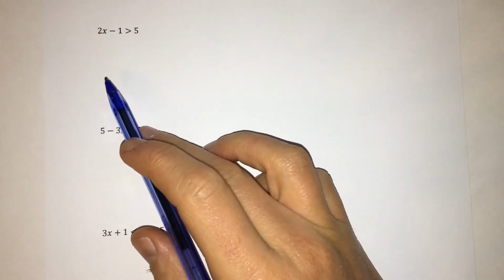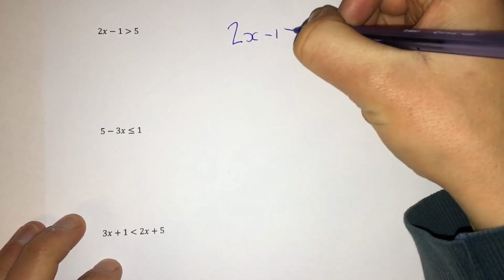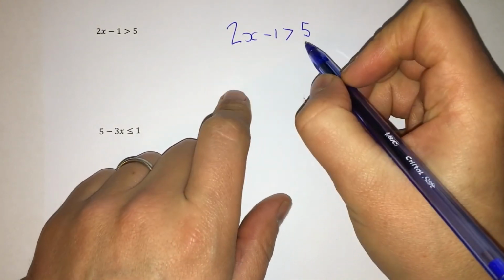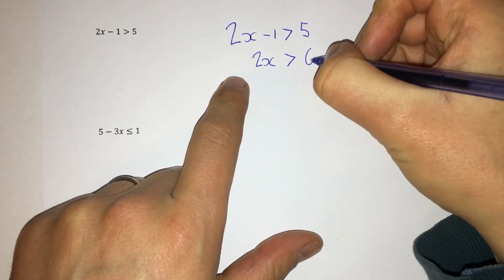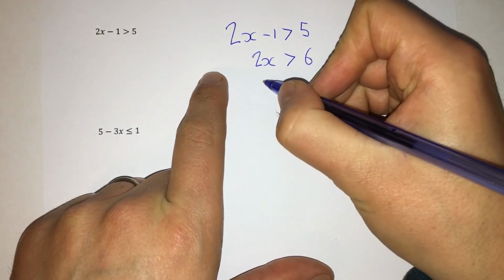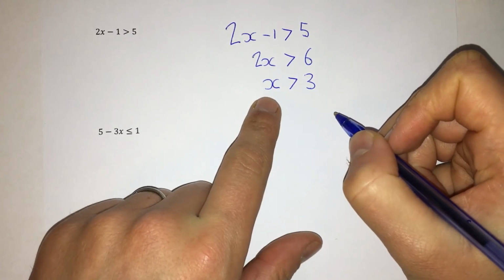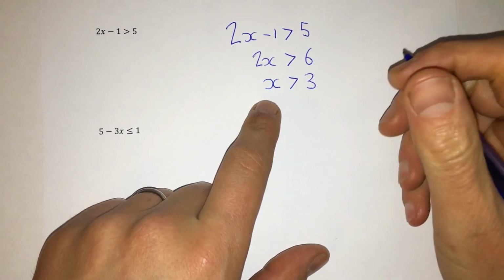Here we have some inequalities to solve, and we can use the same method that we use to solve equations to solve inequalities. Let's take the first one. 2x minus 1 is greater than 5. Well, if I add 1 to both sides of this inequality, I'll get 2x is greater than 6. And if I divide both sides of my inequality by 2, I'll get that x is greater than 3. So x can take any value as long as it's greater than 3, for example 4.